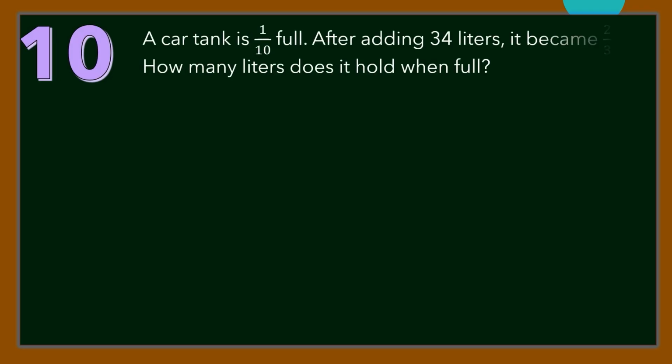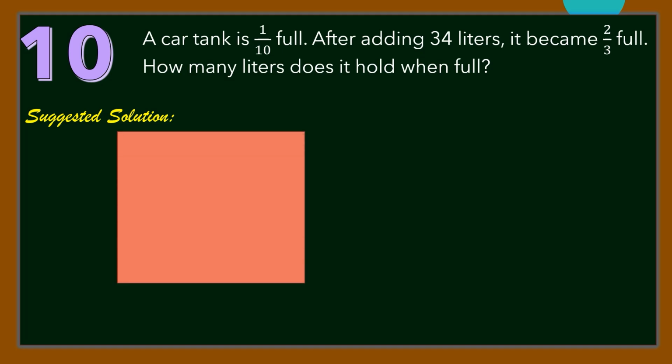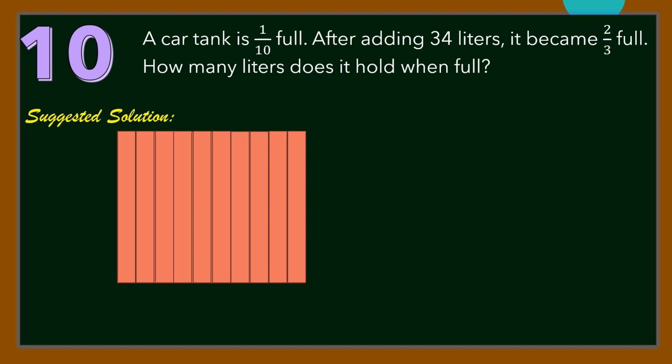Number 10. A car tank is 1/10 full. After adding 34 liters, it became 2/3 full. How many liters does it hold when full? For our solution, let us show a block and let this represent the car's tank. Then let us divide this into 10 so that we can show 1/10. Also, let us divide this into 3 so that we can show 2/3. Hence, the car tank is divided into 30 parts.